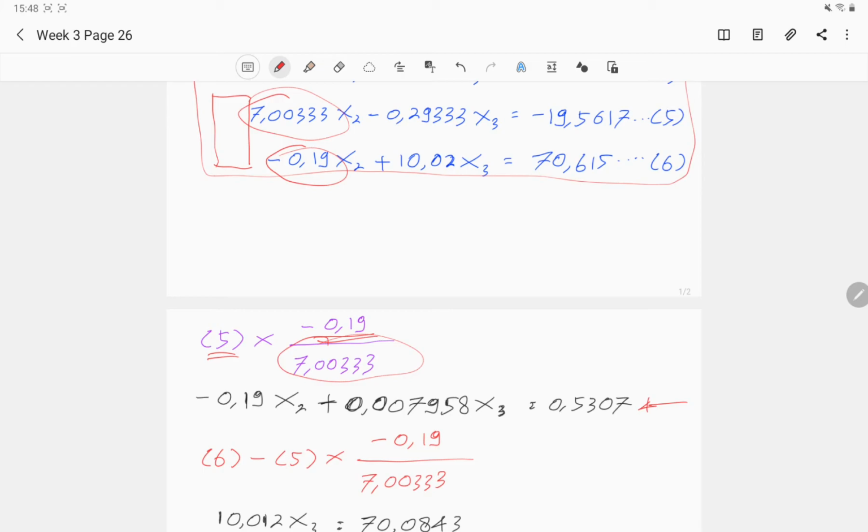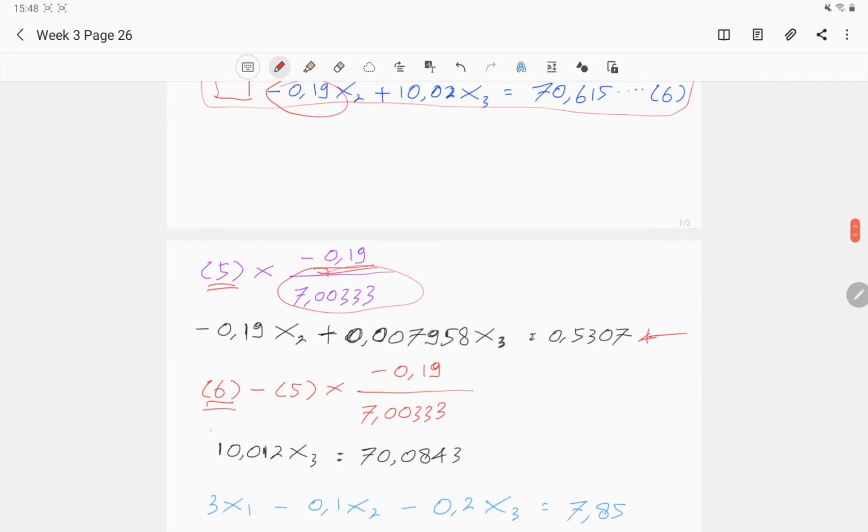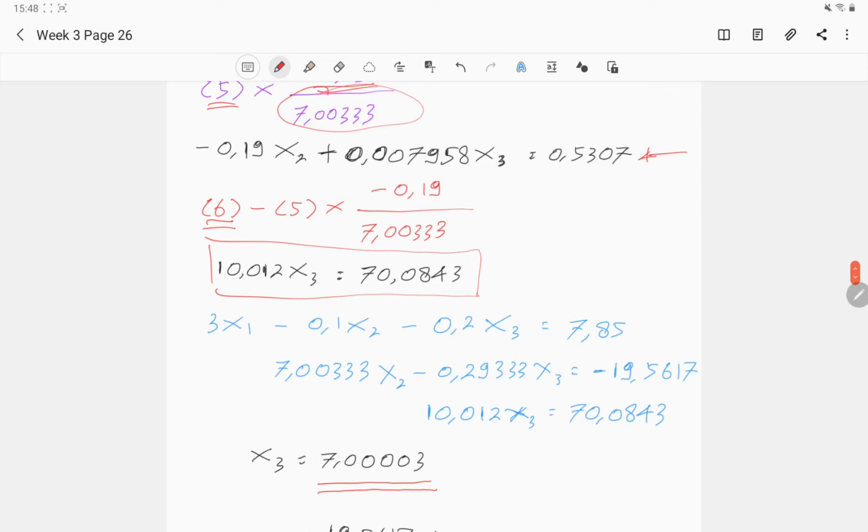Then we subtract equation number 6 with 5 multiplied by these equations, in order to get 10.012x3 equal to this expression. Following these operations, what we get is an upper triangular matrix. As you can see, all the lower-left entries are 0, 0, and 0.